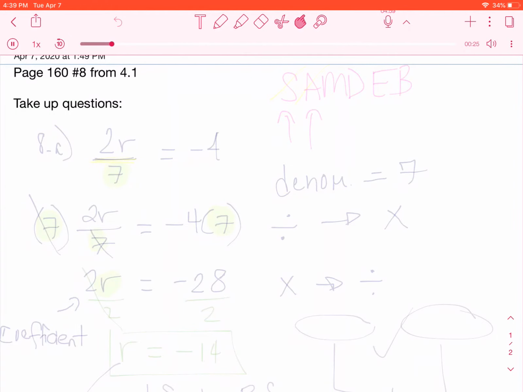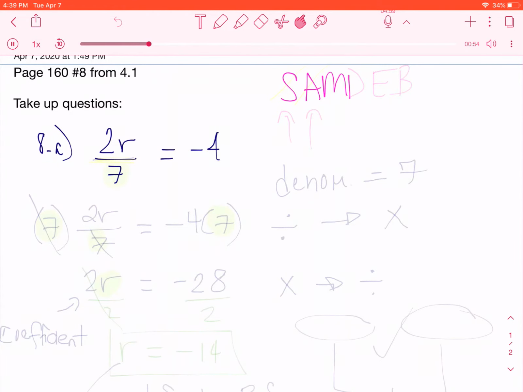So I'm just going to go over a couple questions from number 8 from 4.1. So I'll write out 8a, where we have 2r over 7 is equal to negative 4. Okay, so in terms of what we have here, we're going to once again consider our steps for SAMDEB.